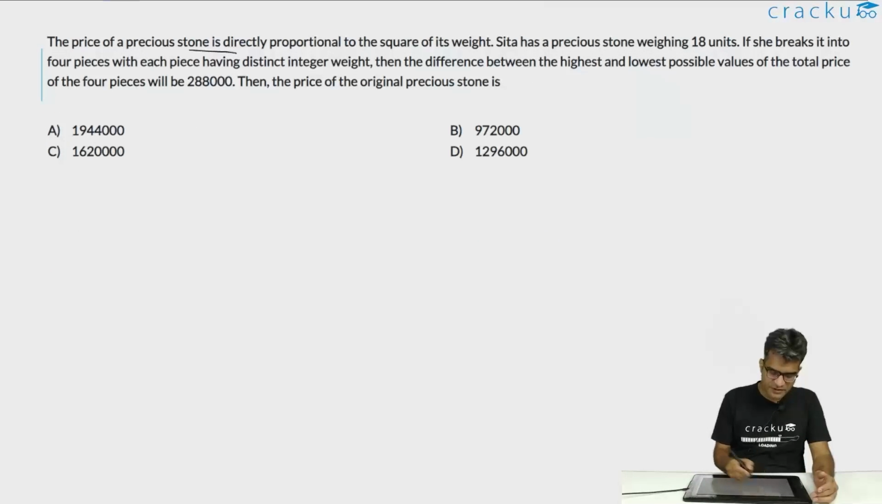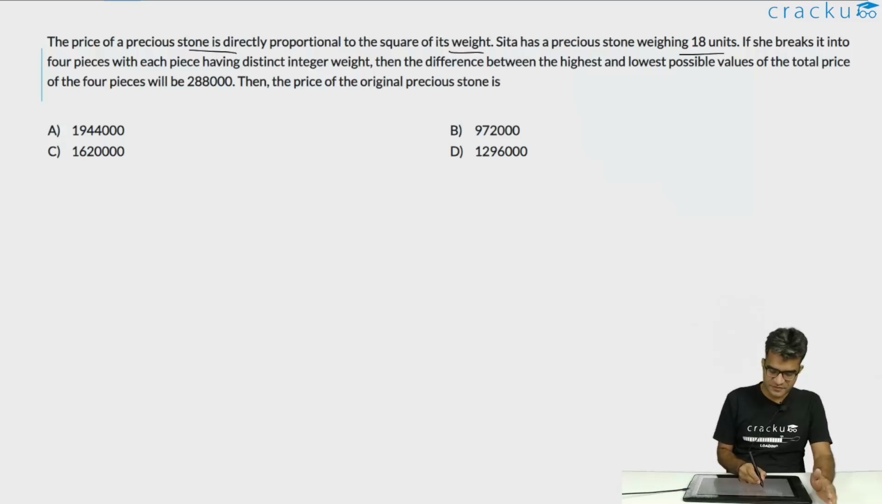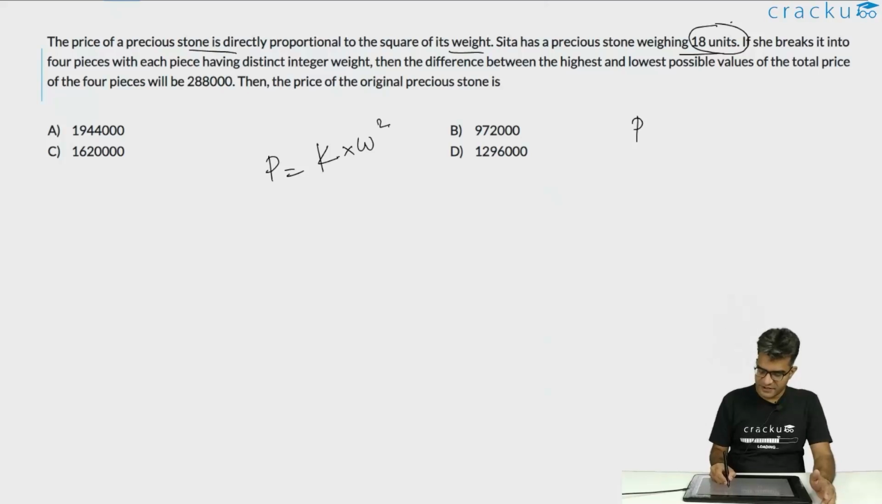In this question, we are told that the price of a precious stone is directly proportional to the square of its weight. Initially, a precious stone was bought which was weighing 18 units. So let us assume that the price of a stone is of the form a constant K into the square of its weight, which is W square. So when the weight is 18 units, the price of the stone will be P is equal to K into 18 square, which is 324K.